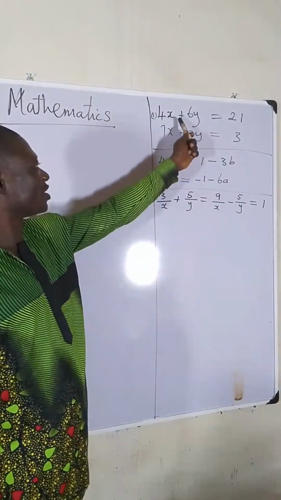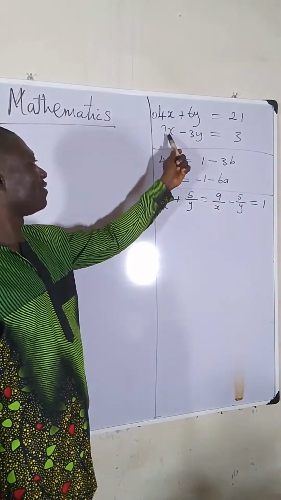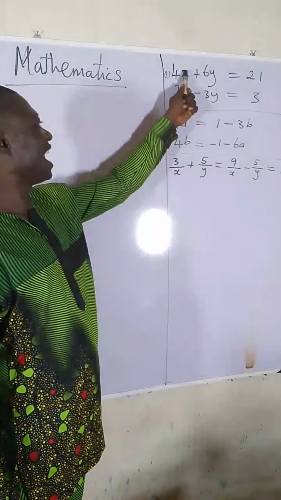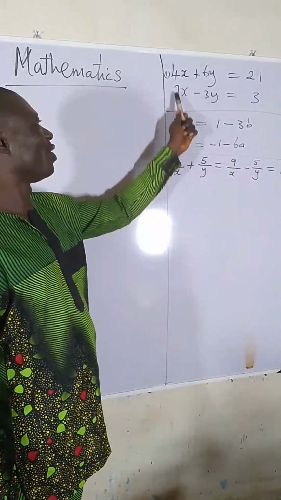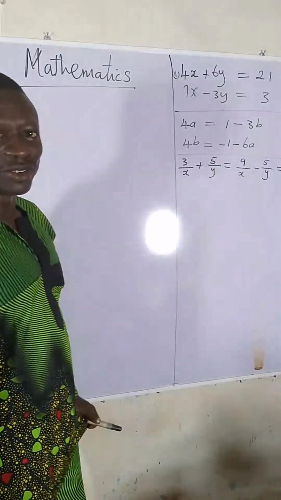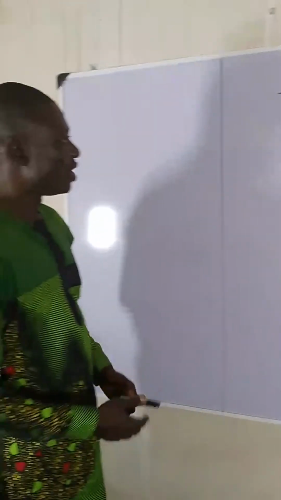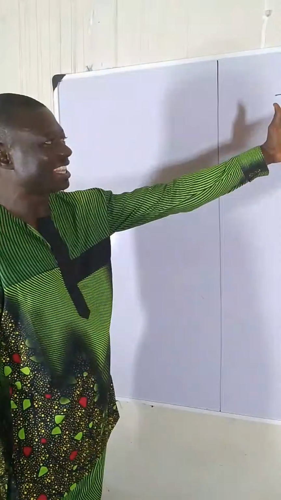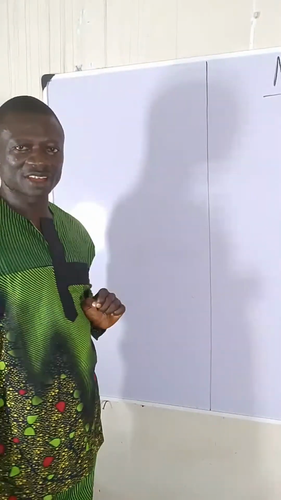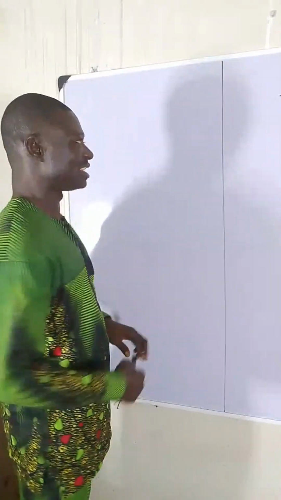4x plus 6y is equal to 21. 7x minus 3y equals 3. With x as the variable, there is no equal coefficient. With y as the variable, there is also no equal coefficient. Remember, in the elimination method, we need an equal coefficient in either x or y to be able to eliminate one and solve the other. Let us see what to do when this is the case.